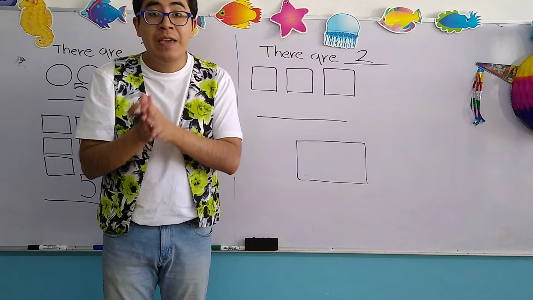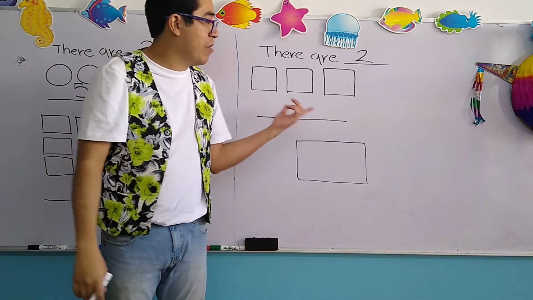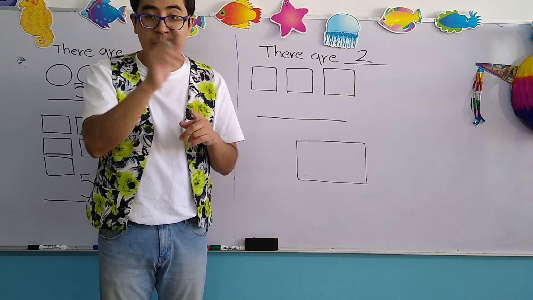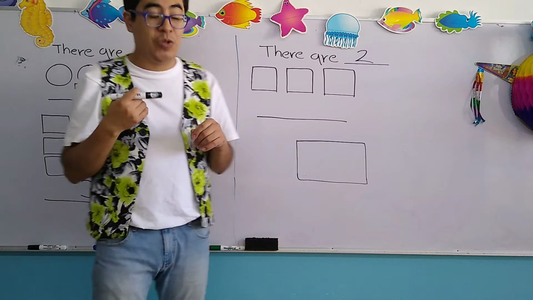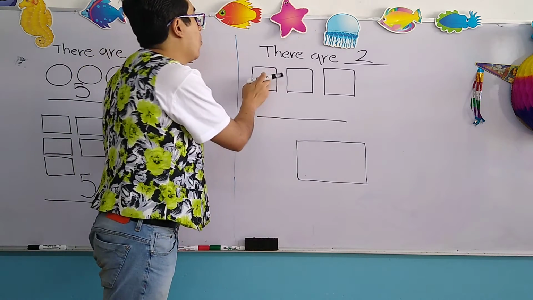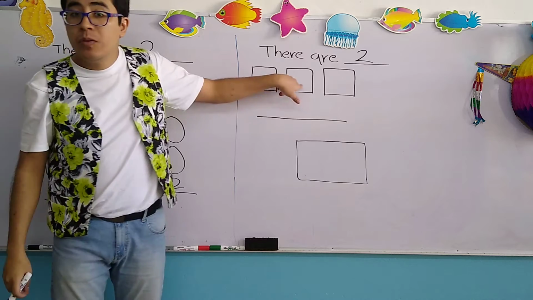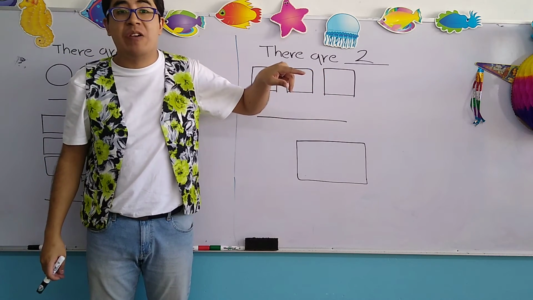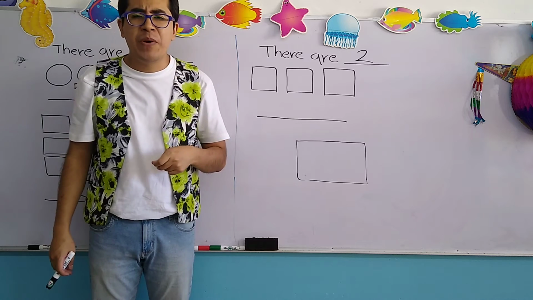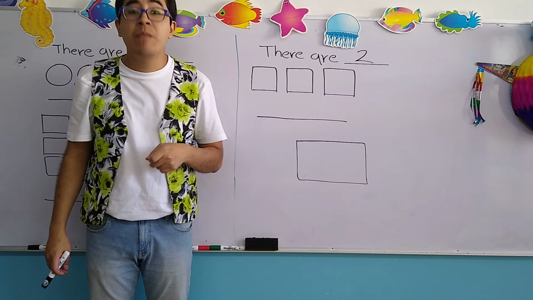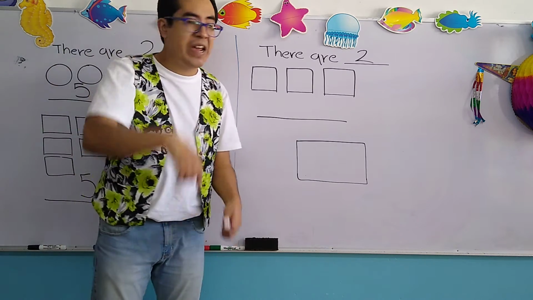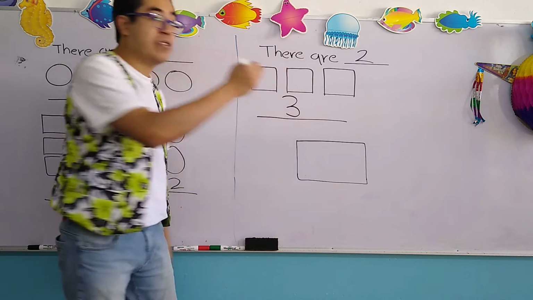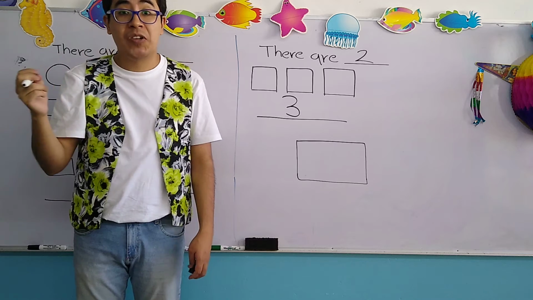Now, let's see how many squares appear on this page. Now we have to count the squares. For this, remember, you have to count with the teacher. 1, 2, and 3. There are 3 squares. Now remember, the number 3 has the form of a snake. That's the snake, the very dangerous and very scary snake.